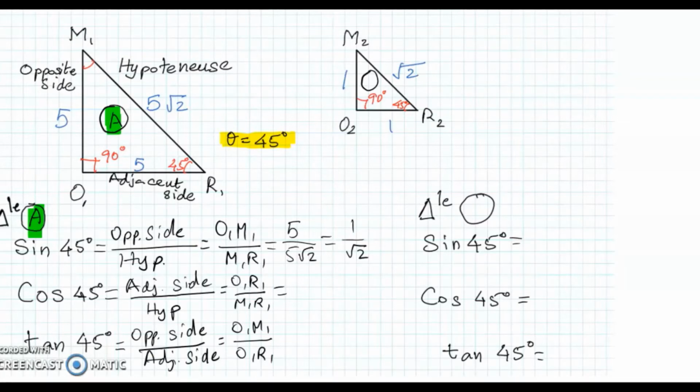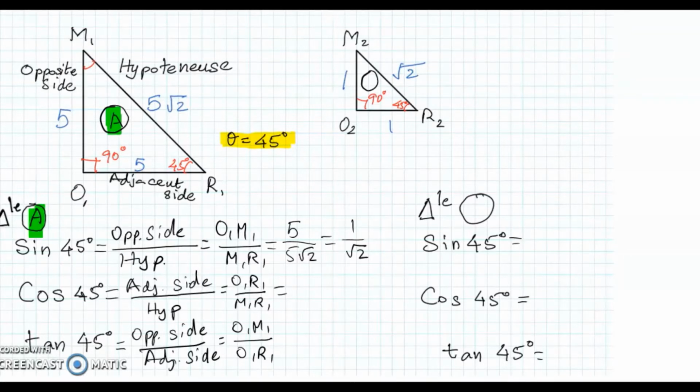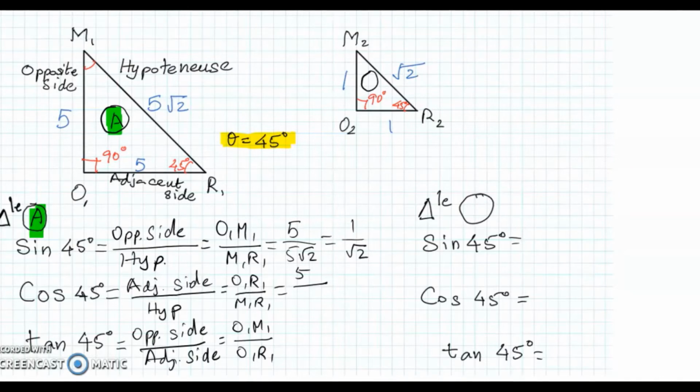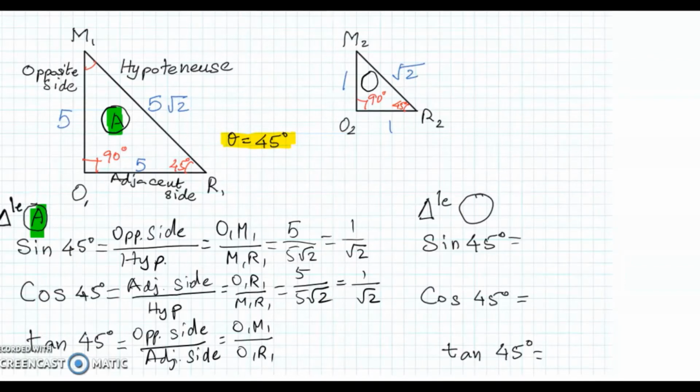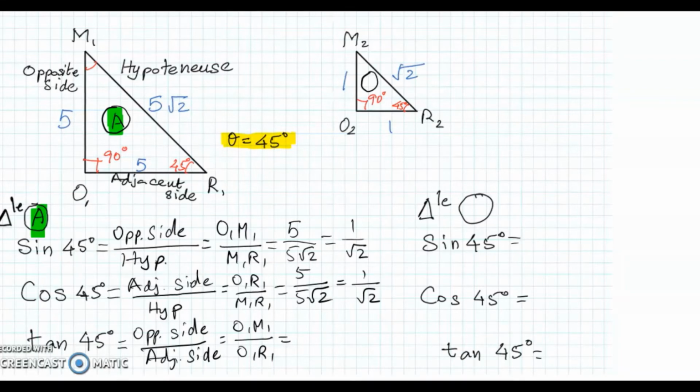Similarly, let's evaluate cos 45 degrees for triangle A. We have found out that cos 45 is equal to O1 R1 over M1 R1. O1 R1 in triangle A is 5, and M1 R1 is 5 root 2. So by simplification, you will get 1 over root 2. Similarly, let's calculate tan 45 degrees for triangle A. We found it to be O1 M1 over O1 R1, which is 5 over 5. By simplification, you get 1.